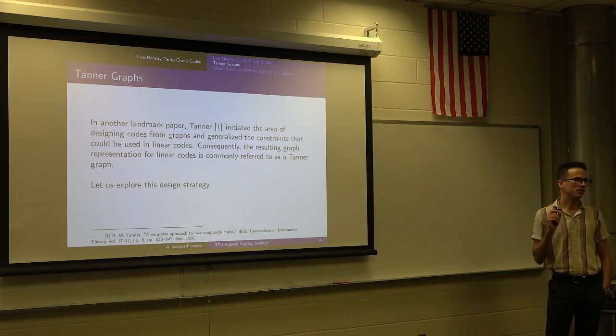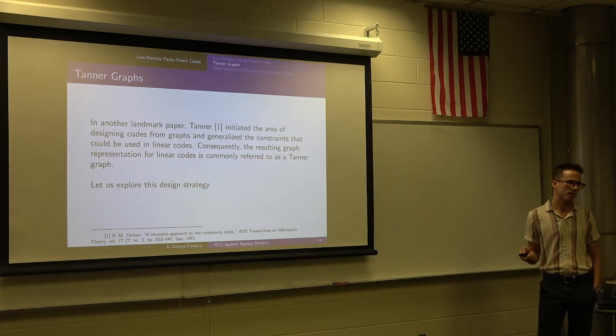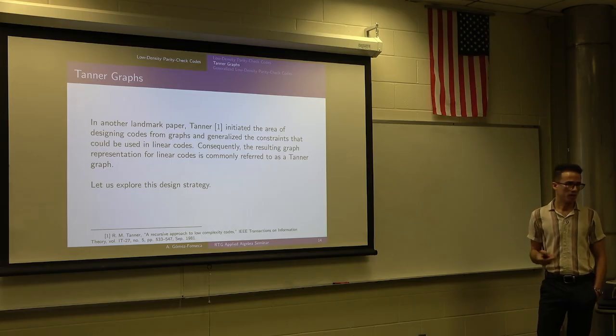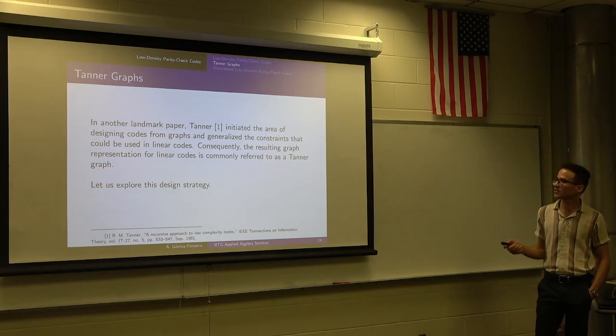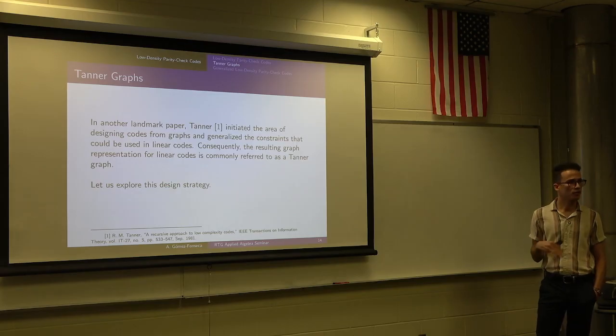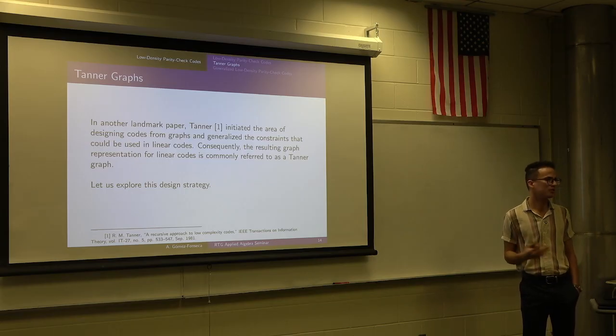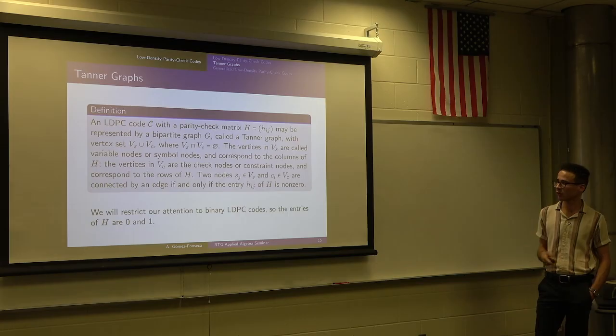Every time you talk about LDPC codes, it is impossible not to talk about a graphical representation of these codes. And that's done by defining what we call a Tanner graph. The Tanner graph was a construction strategy proposed by Michael Tanner in a paper in 1981, where he proposed a way to construct these LDPC codes using graphs, and also other ways to generalize the constraints that should be satisfied by these linear codes. So consequently, every time we talk about the representation of linear codes in a graph, we talk about Tanner graphs. Okay? So let us explore how this works.